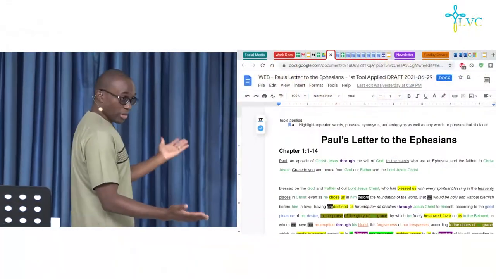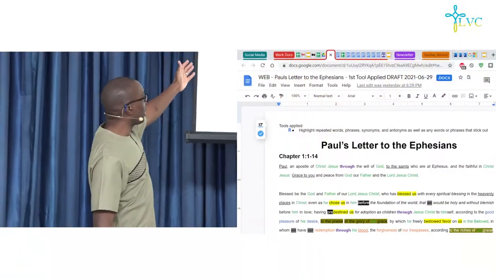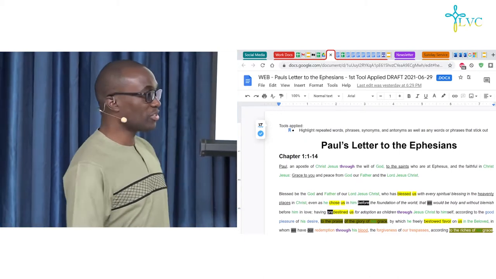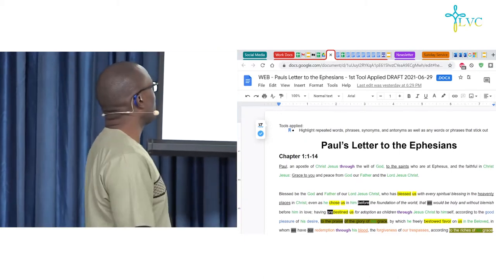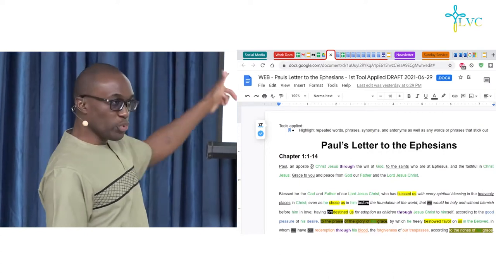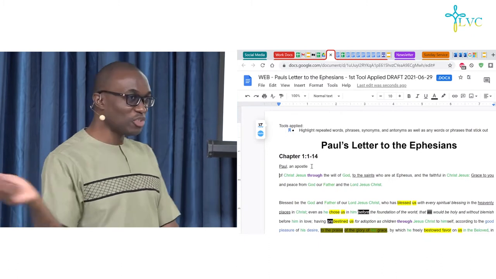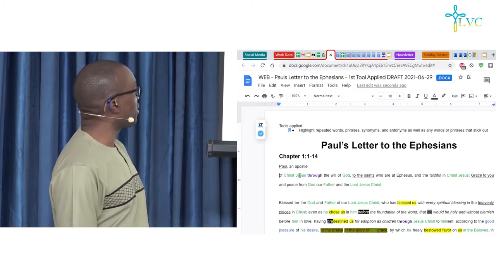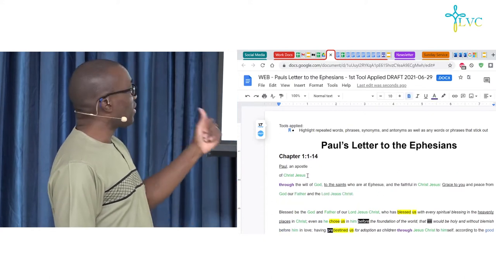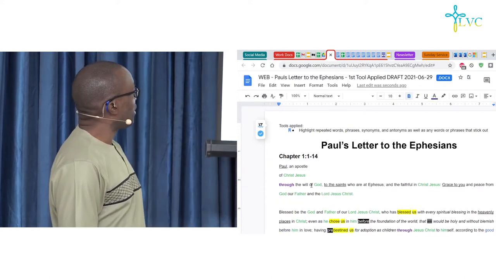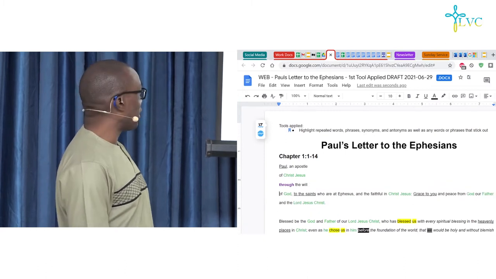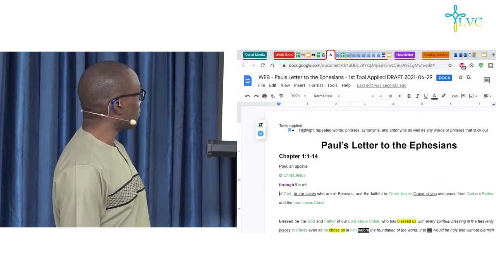So literally, I'm reading this. I'm saying, Paul, an apostle, "of" is a preposition. So I'm going to hit enter when I see "of" in front of it. Jesus Christ, "through" is a preposition. Remember, anything you can do to a cloud. I'm going to hit enter there. The will of God. So "of," again, I'm going to hit enter there. To, again, to the saints. So "to," I'm going to hit enter in that part as well.